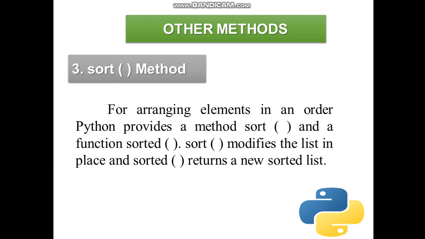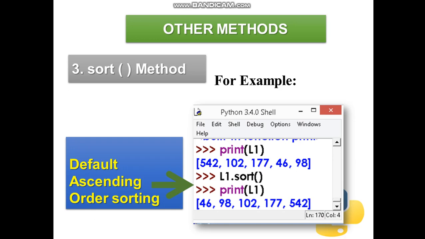Next method is sort method. For arranging elements in an order, Python provides a method sort and a function sorted. Sort modifies the list in place and sorted returns a new sorted list. For example, see, we have taken a list L1. I'm writing L1.sort() method, and then I'm printing it. So we can see that the list got sorted.